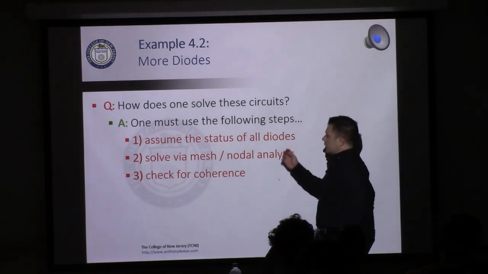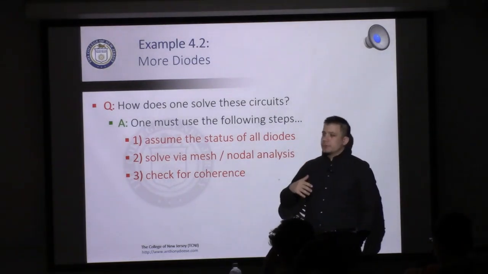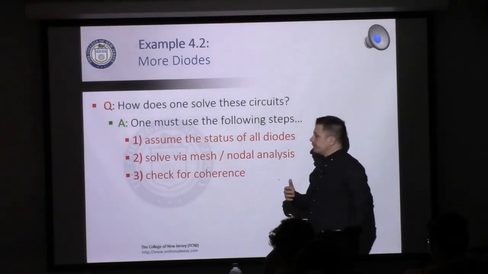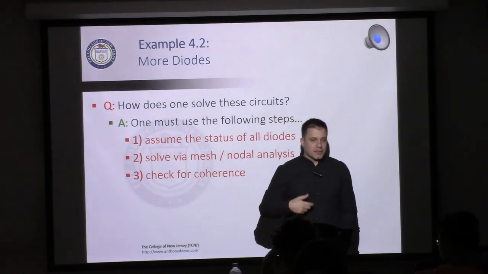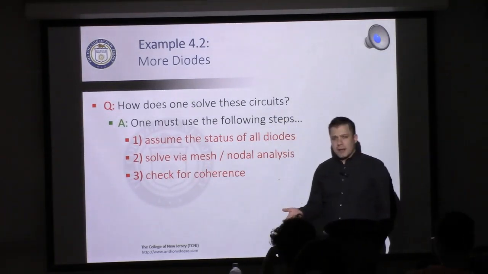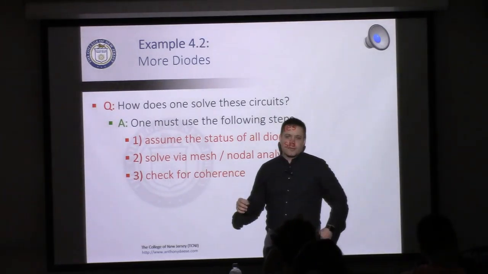Essentially, we're going to assume the status of the diodes: open, closed, forward bias, reverse bias. Then we're going to solve, and that could involve mesh or nodal analysis. It could just be some simple KVL, KCL based solution. Then what we're going to do is check for coherence.